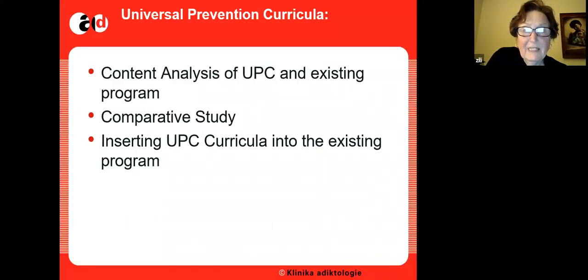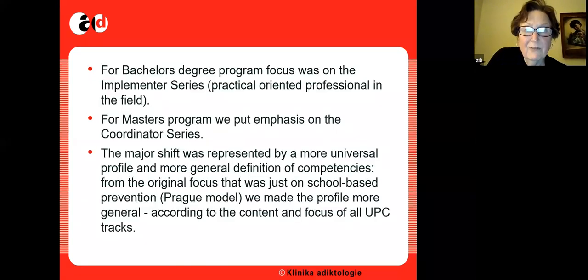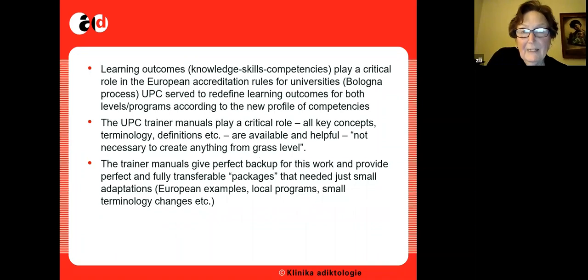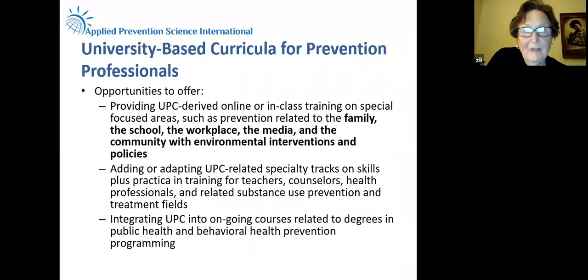Charles University, Mikhail did a fabulous job in doing content analysis and did comparative studies, and he was able to insert the UPC curriculum into his existing program, and as I said, he has degree programs in place. I won't go through all the slides because we're at 10 o'clock right now.